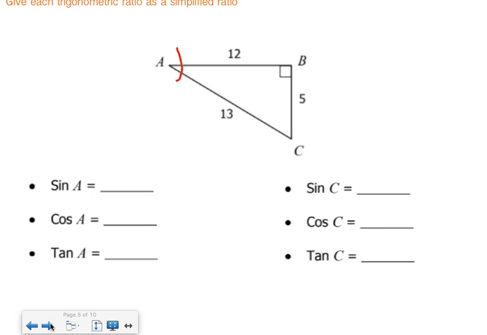Step 2 is to label our sides. Start with the easy one. What's our hypotenuse? 13. Beautiful. Opposite is 5. That's 5, sorry, all the way across. Which makes 12 our adjacent. So all I did was mark our angle and label our sides. That's step 1. Now it says write the trig ratio.